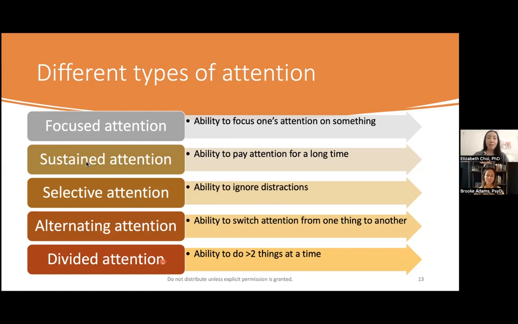And lastly, divided attention is a little bit tricky here. So sometimes people call it multitasking, like doing more than two things at a time.